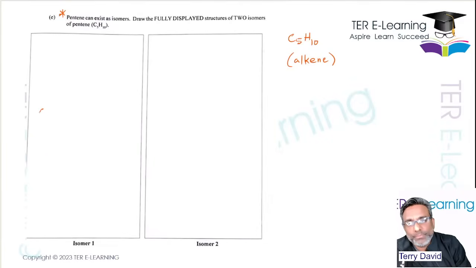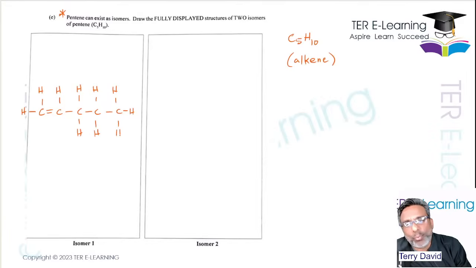So if I were you, I would draw the first one as a straight chain alkene. So 1, 2, 3, 4, 5, so that's 5 carbons. It's pentene, right? And then all we do, so this one is a giveaway. So if I were you, I'll just draw this one as my first one. Right, so this is one possibility.